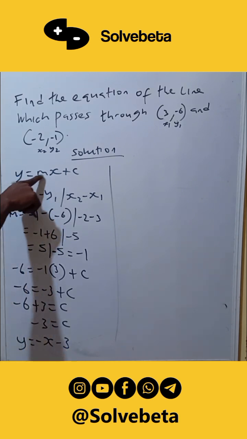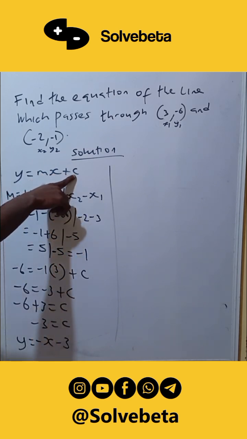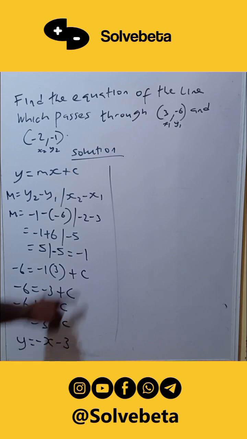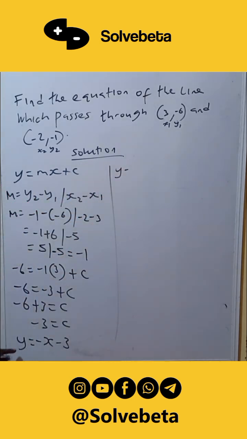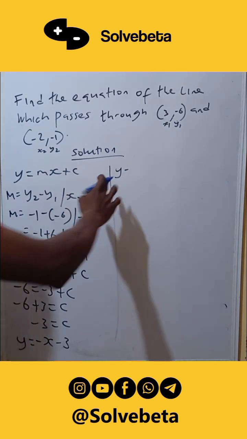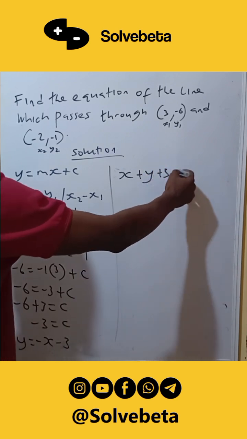I substitute the value for m to be negative 1. It multiplies this x to give you negative x. I substitute the value of c to be minus 3, which will give you negative 3. Now you can leave this like this, or you can get rid of the negatives by bringing all of this to this side. So if I bring all of this to this side, I have, okay, let me write x first. x plus y plus 3 is equal to 0.